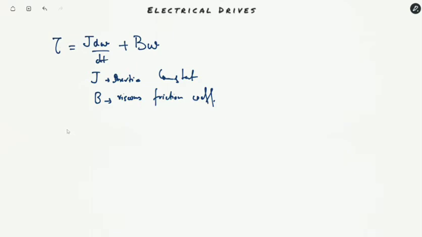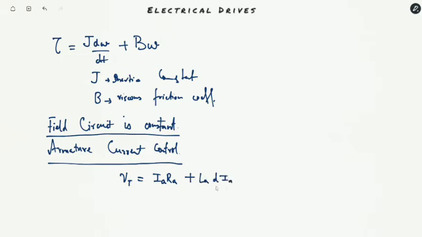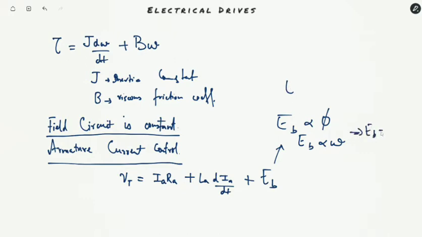So now to model this motor, we'll assume in the first case the field current is constant and we are controlling the motor through armature current control. So in that case, the electrical equation of the armature circuit is Vt is equal to Ia Ra plus La dIa by dt plus the back EMF Eb. We know this back EMF is proportional to flux phi as well as proportional to omega, the speed of rotation. So therefore we can write Eb is equal to Kb times phi times omega.